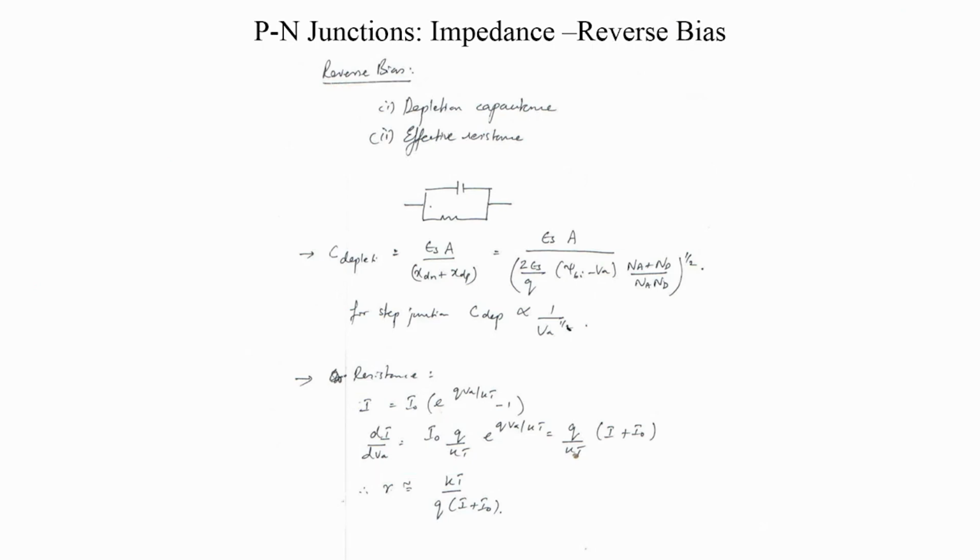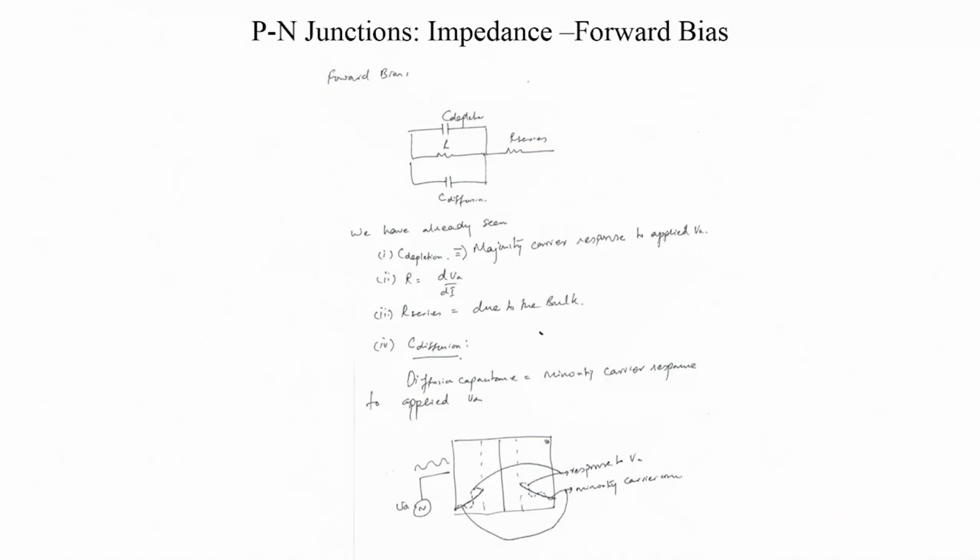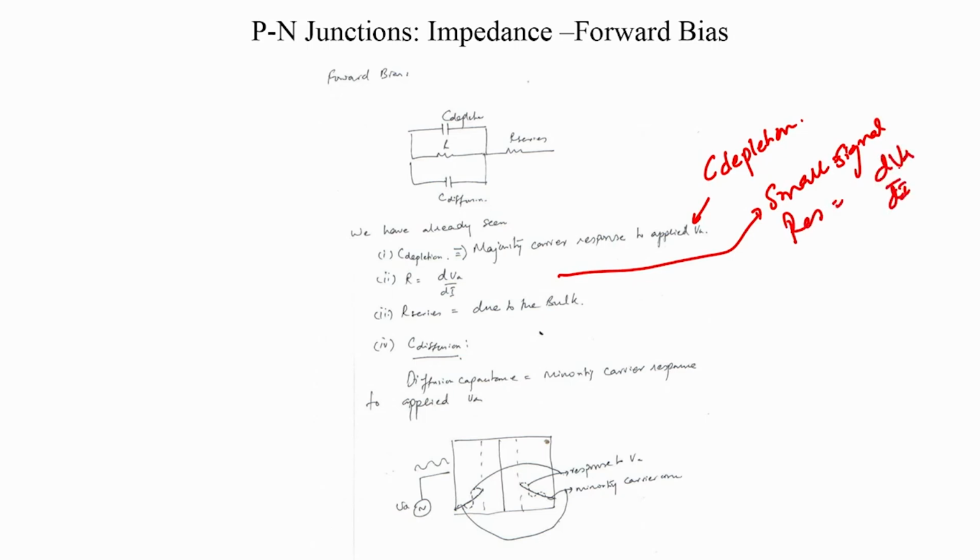But in forward bias, sorry, that's a repeat of the slide. In forward bias, you do have the same capacitive component. That capacitance which we discussed is called the depletion capacitance. You once again do have a small signal resistance, but you have an additional capacitance term which is called the diffusion capacitance, and I will tell you what this is.